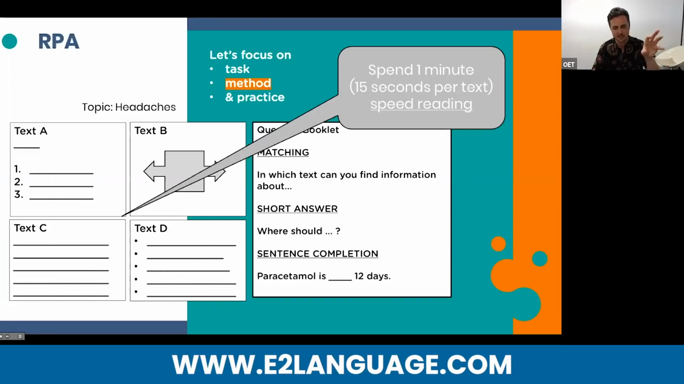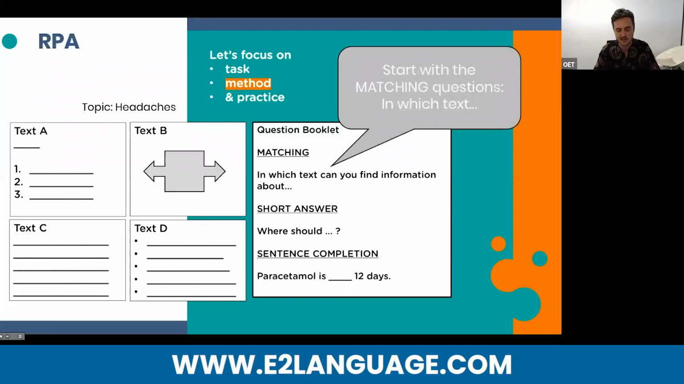After that minute, you're going to feel much better, because you're going to know what each of those texts is about. So the general topic will be headaches. But what's text A particularly about? What's text B specifically about? After you've had a good look at titles, subheadings, keywords, and you're like, okay, cool, I know what these 4 texts are now about. Then you can move to the matching questions, because they're the broad questions that say, in which of those texts, A, B, C, or D, can you find information about this? And because you've just spent a minute looking at it, you'll be in a much better position to go, all right, B, D, A, C, whatever it is.